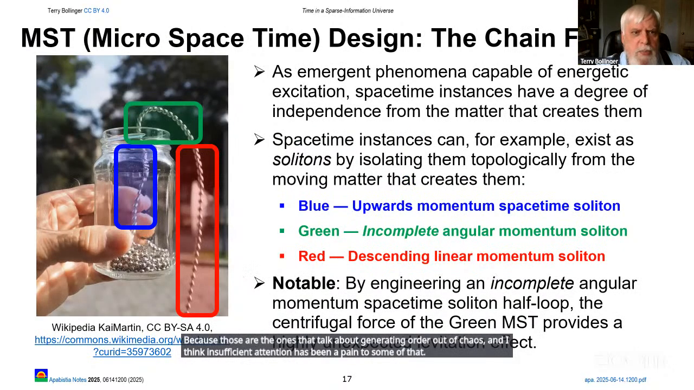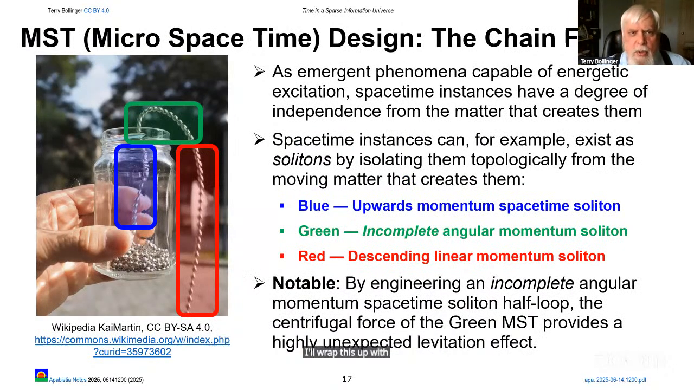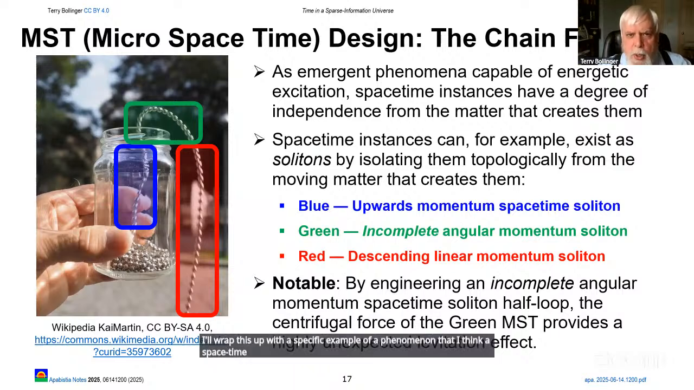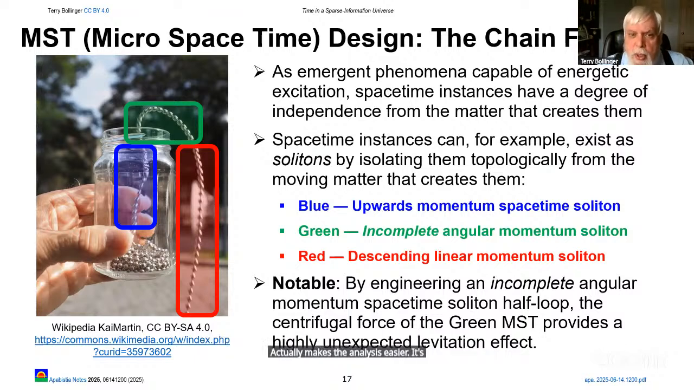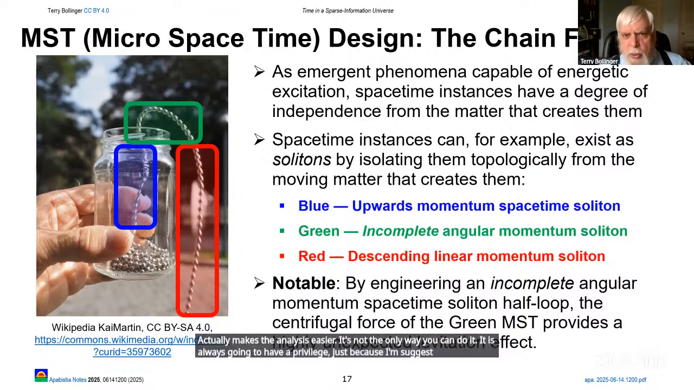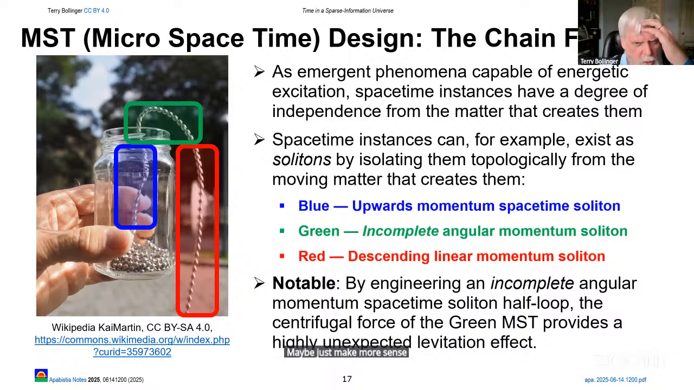I'll wrap this up with a specific example of a phenomenon where I think a micro-space-time approach actually makes the analysis easier. It's not the only way you can do it. There would always be equivalence. Just because I'm suggesting the radical idea that you break space-time up into little pieces, it doesn't mean it's incompatible with the math we have now. It just says that you can represent some things more efficiently and more easily. In some cases, it may just make more sense if you use that approach.